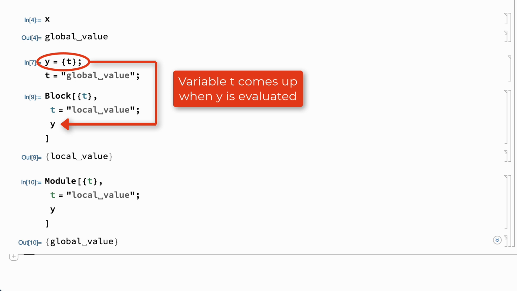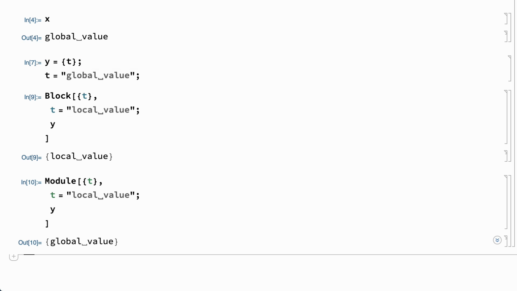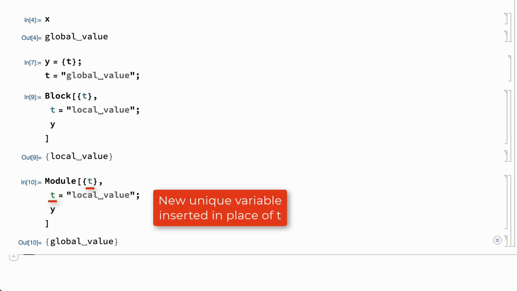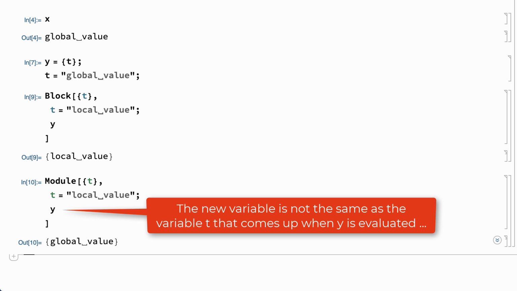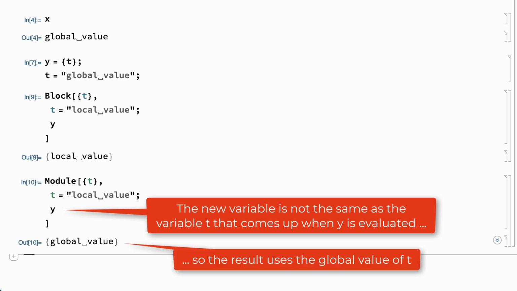That local value is returned in the result. Module works by inserting a new unique variable to use in place of the variable t, and then evaluating the second argument in the Module. The evaluation of the second argument in Module assigns a local value to that new unique variable, but this has no effect on the variable t that arises during the evaluation, so the result still uses the global value of that variable.